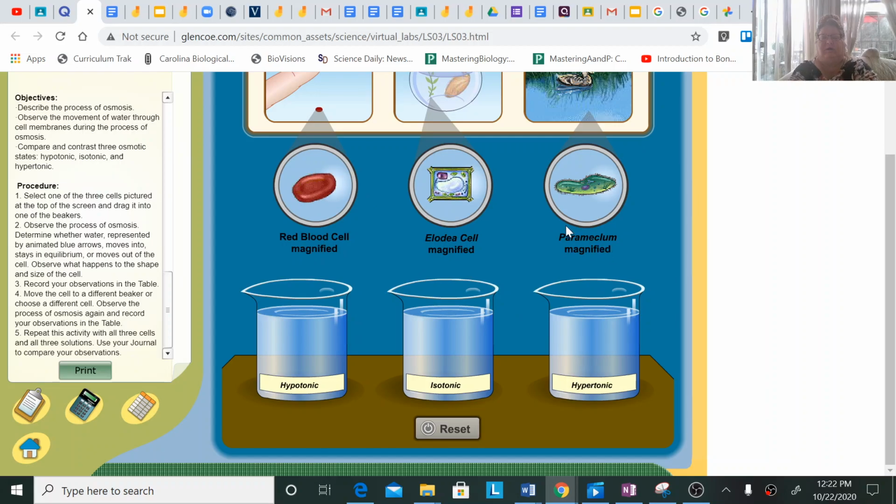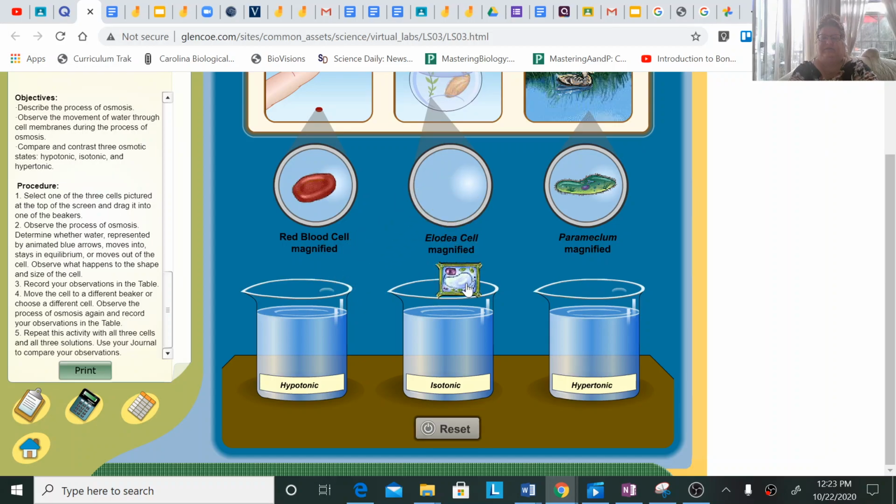Okay, so I'm going to do that with the Elodea as well. Now, one quick reminder, plant cells have a big vacuole that is the big storehouse of water. So you'll notice the vacuole changes as well. So let's go ahead and look at hypotonic. Show that again. All right, so describe what happens.